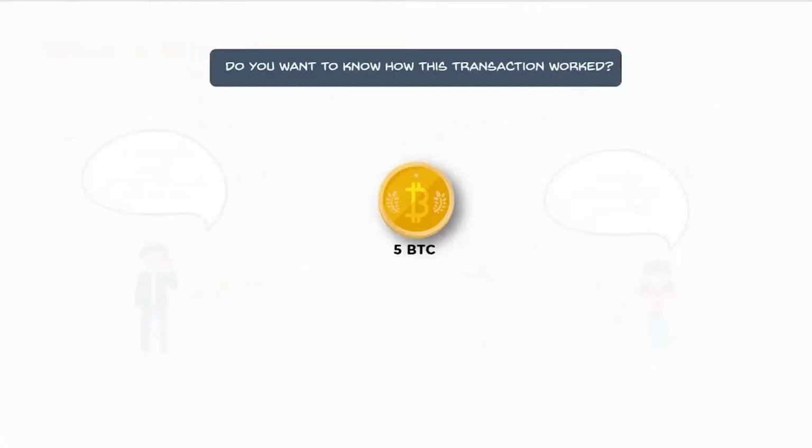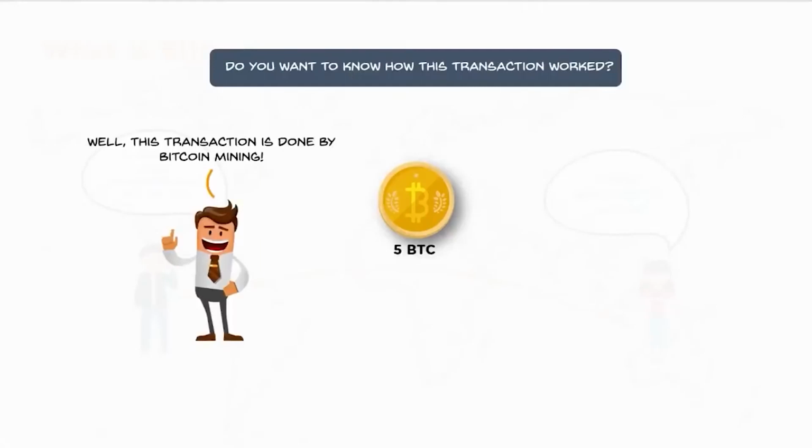Now, do you want to know how this transaction works? Well, this transaction is done by Bitcoin mining. So we will go deep and understand how the Bitcoin transaction works, what all entities are involved behind the scenes in order to maintain the sanity of the Bitcoin network and make sure that whomever you wanted the Bitcoin to reach to has reached, and there is no loss of Bitcoin in the network, and it is a successful transaction. So let's understand certain basics.